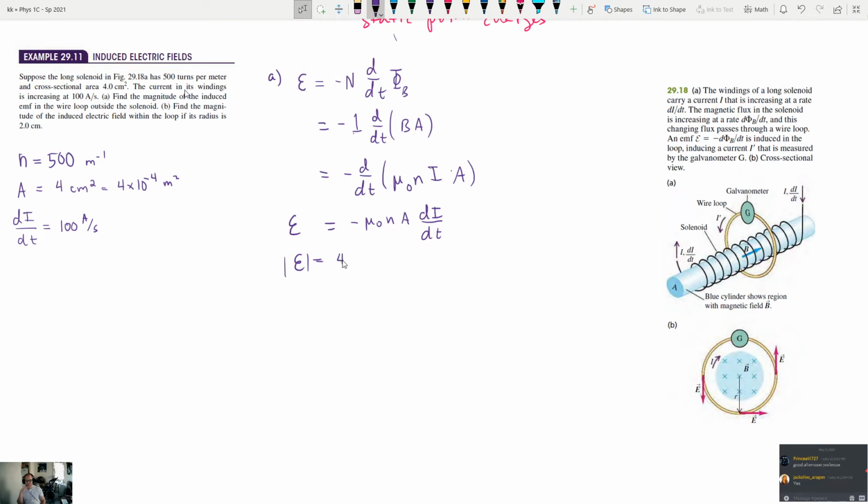So for this, we're going to get 4 pi times 10 to the negative 7, little n is 500 inverse meters, area 4 times 10 to the negative 4. Did I do that conversion right? Do you all agree with that? Yes, yeah.